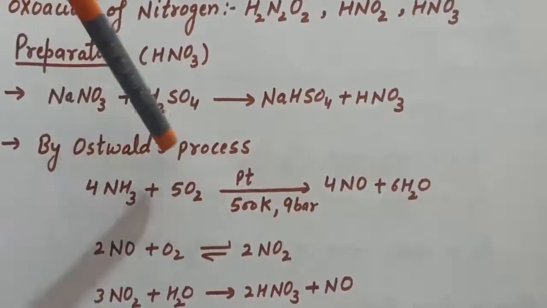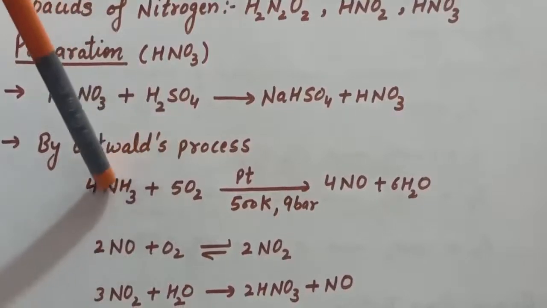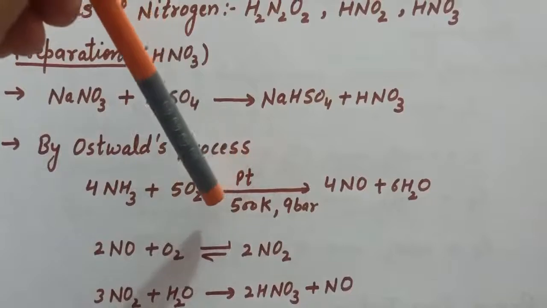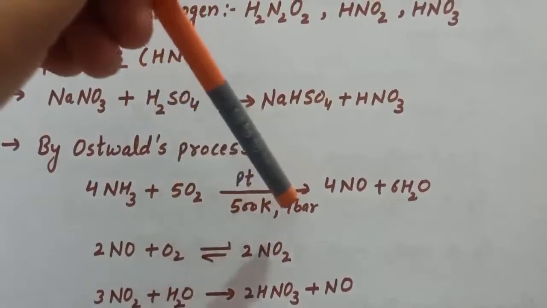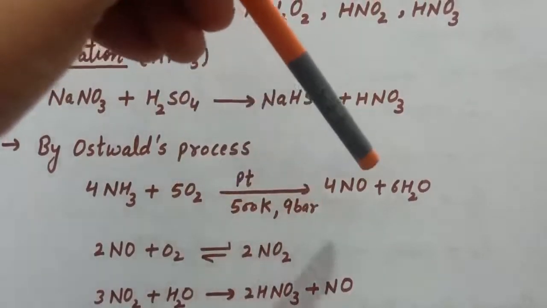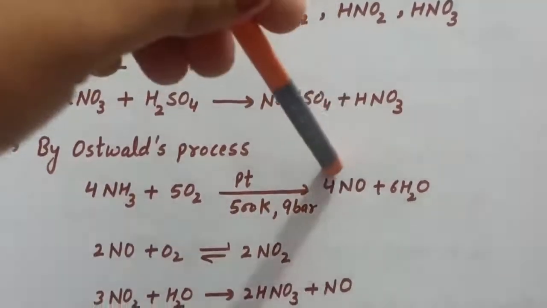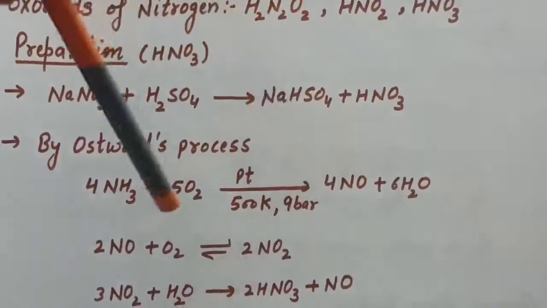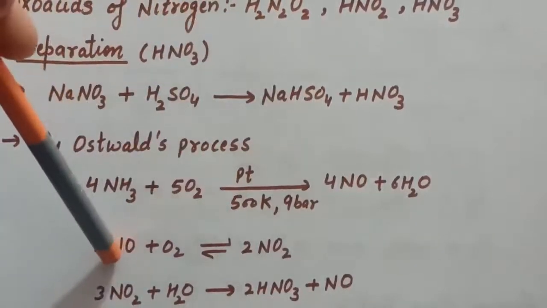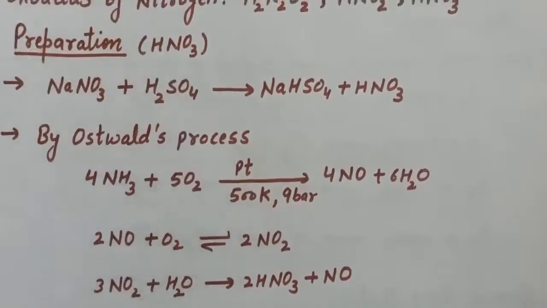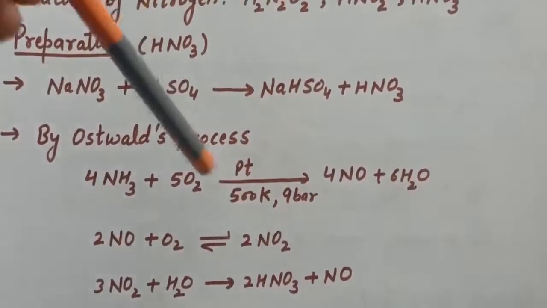So in Ostwald process the first step is ammonia. It will react with oxygen in presence of platinum at 500 Kelvin temperature and 9 bar pressure. First of all it will form NO, that is, first of all nitrogen monoxide is formed. After that this nitrogen monoxide will combine with oxygen, and here we are getting NO2, that is nitrogen dioxide.